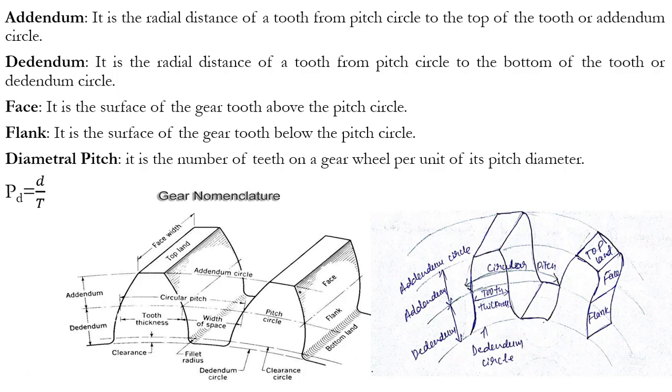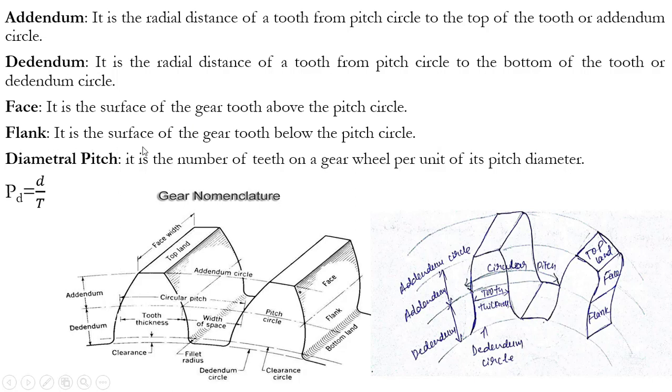Yes, face is the next one. It is the surface of the gear tooth above the pitch circle. Yes, this is the gear tooth and this is the surface above that pitch circle. So that is what they have clearly mentioned here. This is a pitch circle. The surface of the gear tooth above the pitch circle is called as face. Here I have the same thing. This is the pitch circle I have taken, so the surface of the tooth above the pitch circle is called as face.